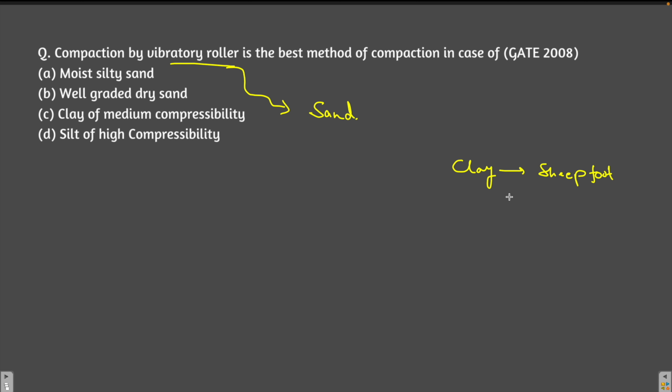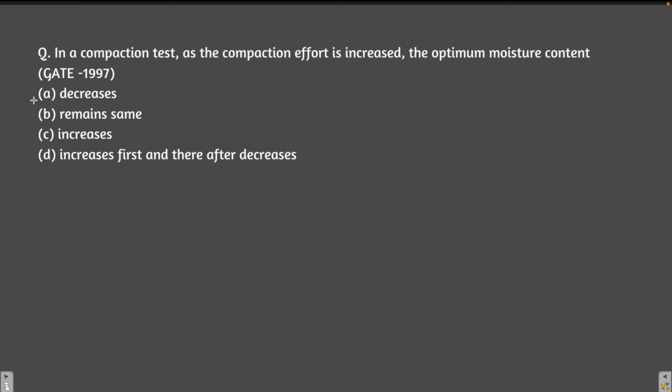So hope you remember this. The correct option would be well graded dry sand. Moist silty sand contains silt, and since it is a silty sand, the percentage of silt is greater than 12%, and silt is a fine grained soil, and clay and silt are fine grained soils. So we do not apply vibration for compacting such soils. So it is only applicable for well graded dry sand. So you see, in this chapter of compaction, most of the questions are very theoretical. You will find very few numericals in this chapter. So here goes the next question.